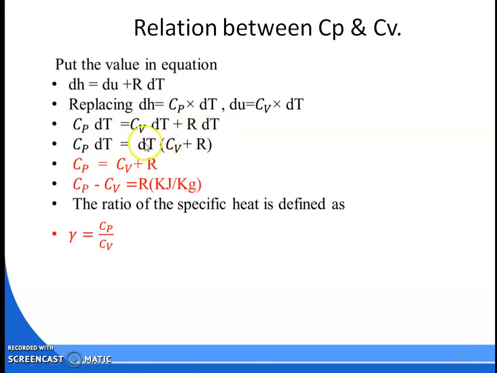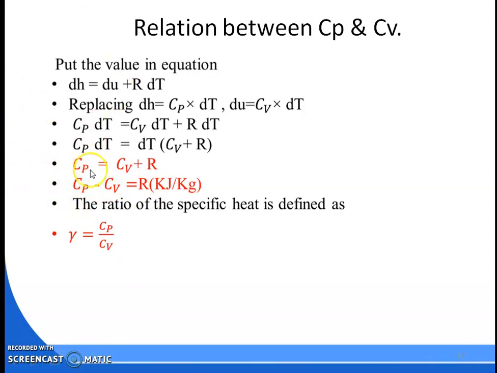So if you are taking dT common, then what is left in the bracket? Cp plus R. Then this dT and dT will be cancelled out. What do you get? You get Cp is equal to Cv plus R. So we can write Cp minus Cv is equal to R. Okay, so that is the relation.